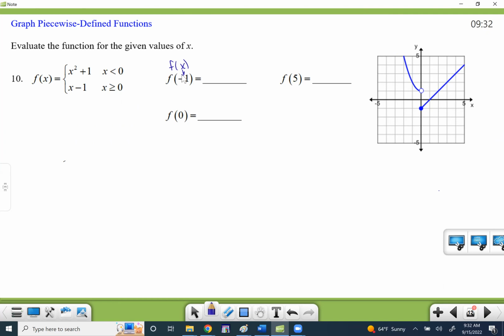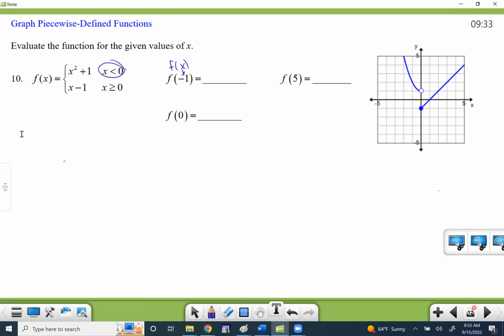So you want to figure out when x equals -1, which of these two pieces over here we're going to be using, okay? To figure that out, you look here. You have to figure out which one of those inequalities -1 belongs to. The top one is saying x is less than 0. Well, yeah, -1 is less than 0. So it looks like it's going to belong to the top one, right? Okay. So since it belongs to the top one, we're going to use x squared plus 1.